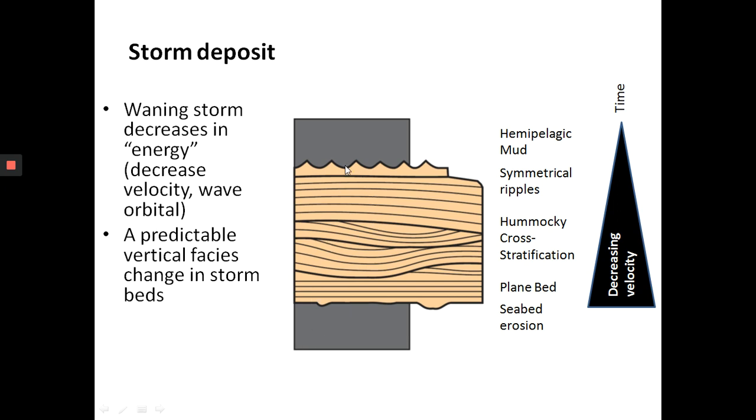So if you find these kinds of beds in an exposure, you can imagine that they were deposited by a single storm. Maybe there was a monsoon season like the one you see along the east coast of Peninsula Malaysia. You have really large waves developing, and they're interacting with sediment at the bottom, and you get this kind of succession.